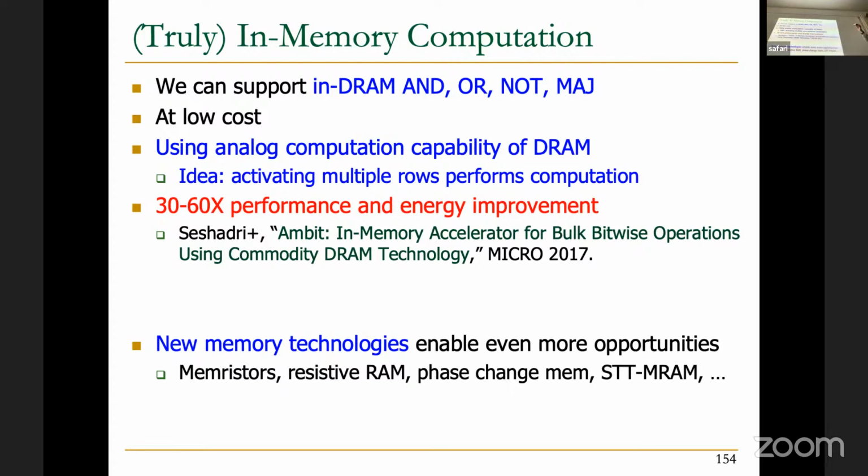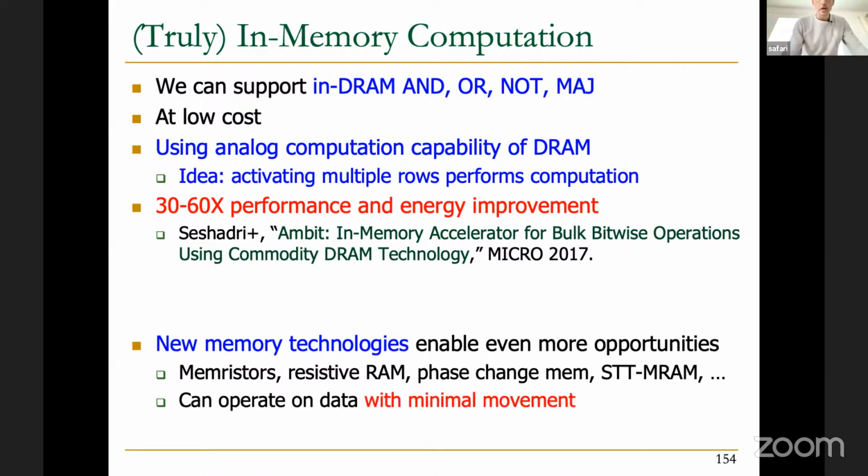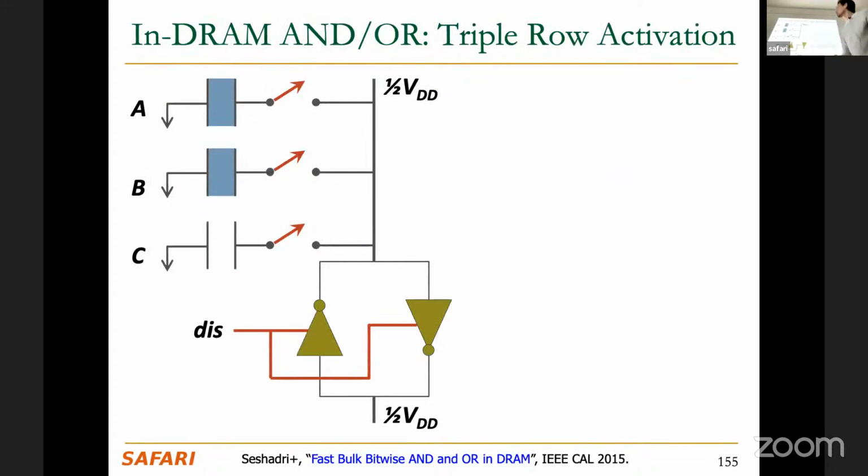By the way, this sort of analog-based computation is not only possible in DRAM, it is also possible in other memory technologies, like non-volatile memories such as memristors, resistive RAM, phase change memory, and STT-MRAM. There have been several works from academia that have shown, after the publication of the RowClone and Ambit papers, how to operate on data with minimal data movement. But let me very quickly explain the basic idea of this triple row activation.